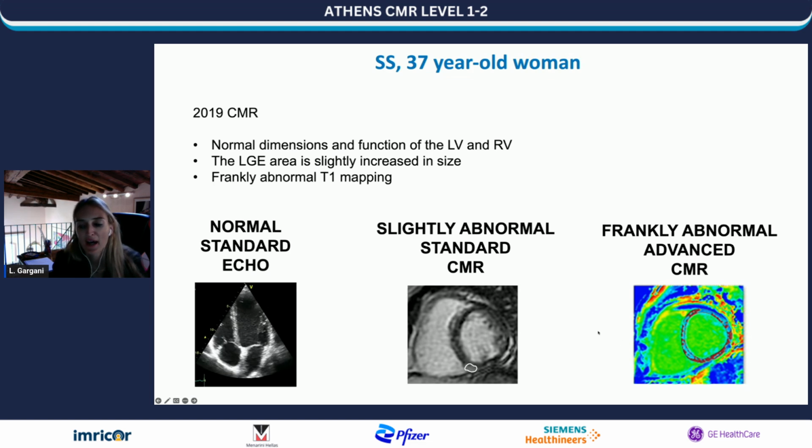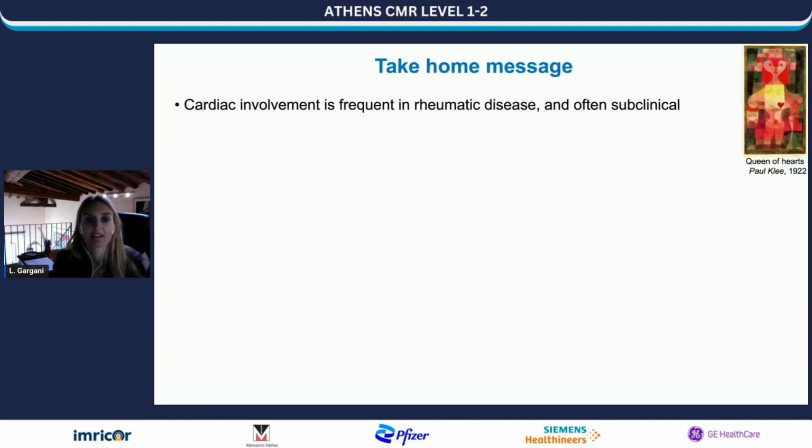And I'm not happy to show this because I would like to have parameters on echocardiography to predict the presence of cardiac involvement. But this is to say that unfortunately, the cardiac involvement in rheumatic disease, especially in systemic sclerosis, can be very, very subclinical and sometimes even advanced techniques such as CMR, if you don't do all the parameters, may seem normal or with just small alterations.